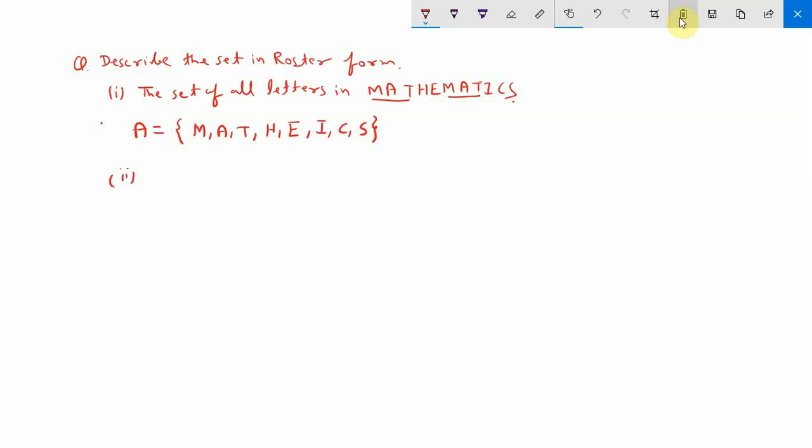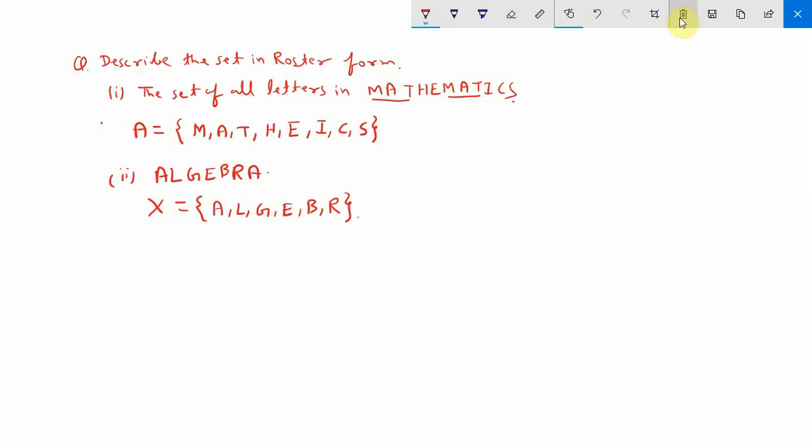Second, if we take the word algebra, we have to consider this word algebra. So if X is a set, we can write in roster form as A, L, G, E, B, R, and A is repeated, so we will leave that, as it does not make any sense to write the same letters again and again. Okay. So this is written in roster form.